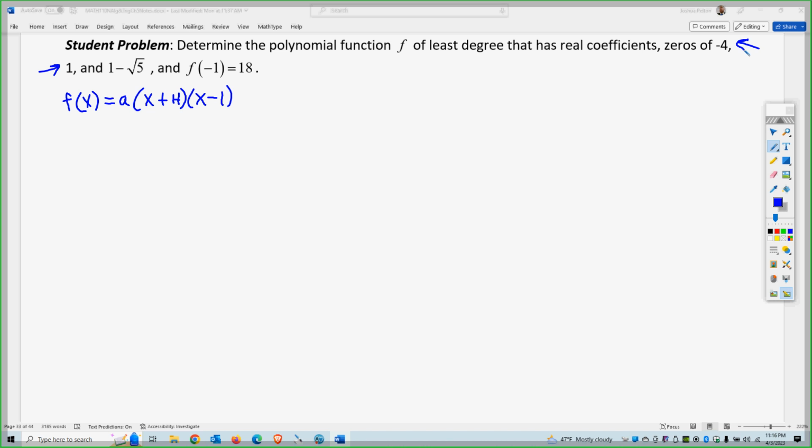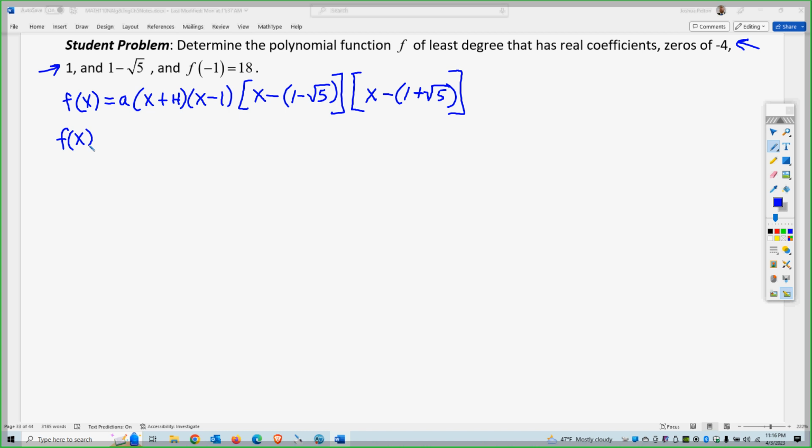Okay, so then we have our zeros. So we have x minus 1 minus root 5. And by the conjugate theorem, we should have x minus 1 plus root 5 also. It is impossible for only one to exist. They both have to exist. So there are an infinite number of functions that go through these zeros, but the factor of a will differentiate to be the specific function we're talking about.